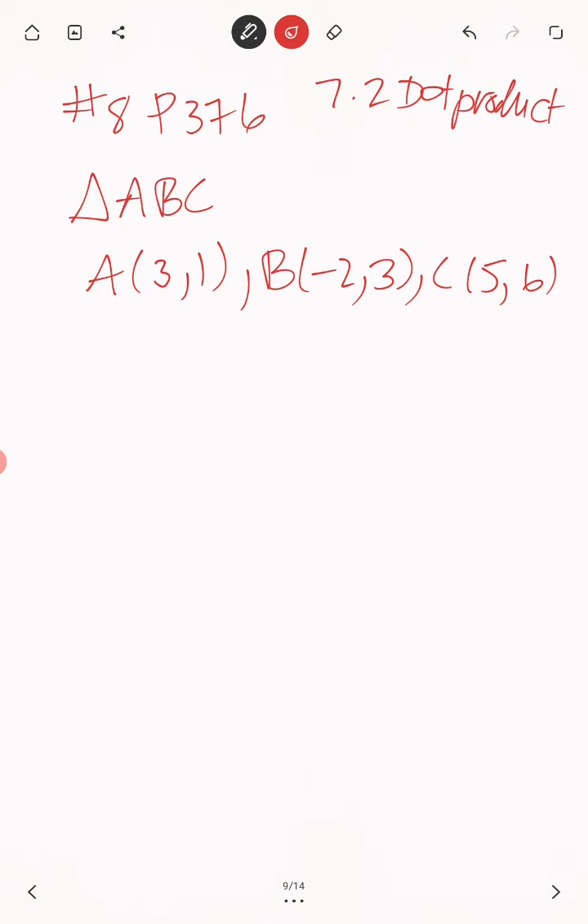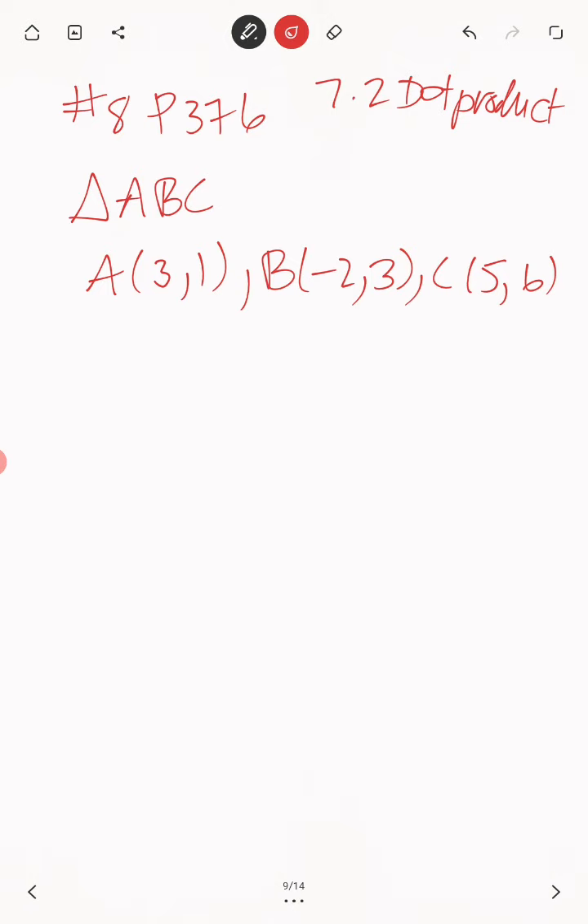It asks us which of the following is a right angle triangle. Identify the right angle in that triangle. So part A, I'm going to use the vector methods. And then in part B, it asks you to describe another method for solving the problem. So I'll discuss that briefly as well.